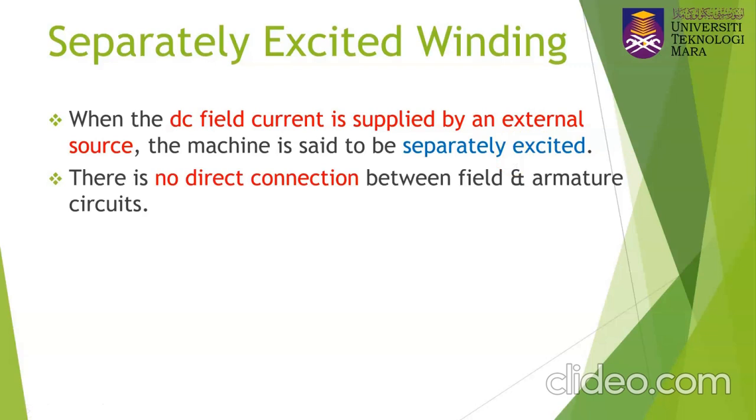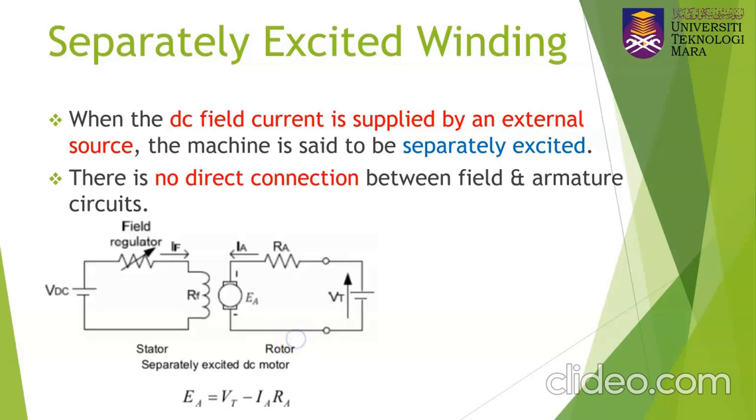For this type of machine, there is no direct connection between the field and armature circuit. In other words, there is no direct connection between the rotor circuit and stator circuit. For example, let's have a look at the equivalent circuit of the separately excited DC motor. As you can see here, this is the stator circuit and this is the rotor circuit, so there is no direct connection between stator and rotor.